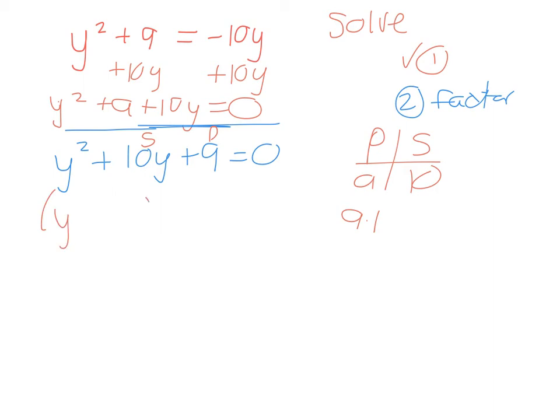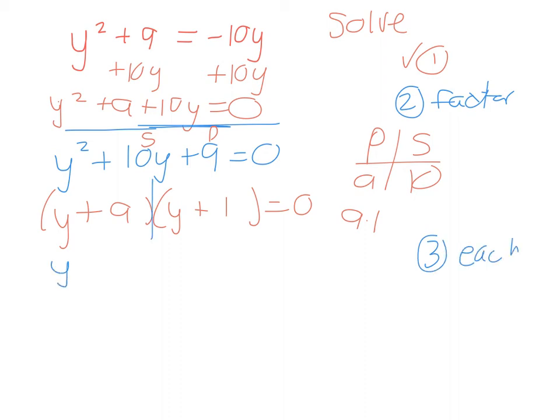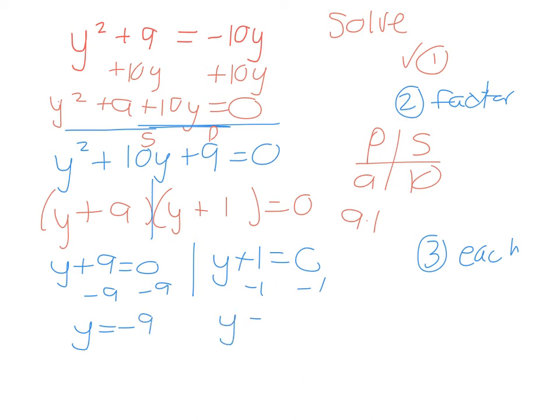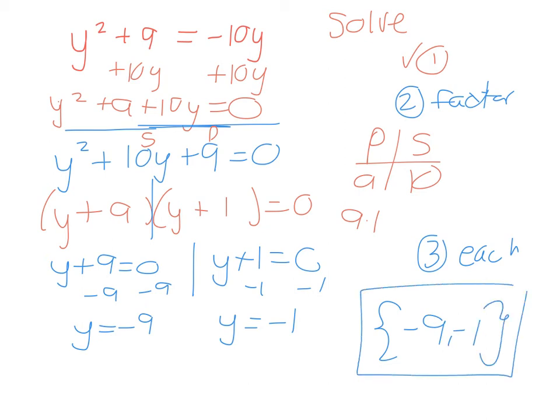So it's going to factor to two binomials. Plus 9, plus 1. I am on step 3 where I have to set each part equal to 0. Divide it down the middle. Y plus 9 equals 0. Y plus 1 equals 0. Subtract. Y equals negative 9. Y equals negative 1. Put the answer into braces. And that one's done.